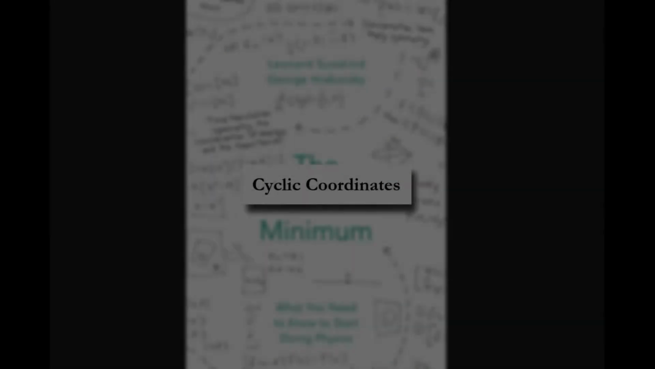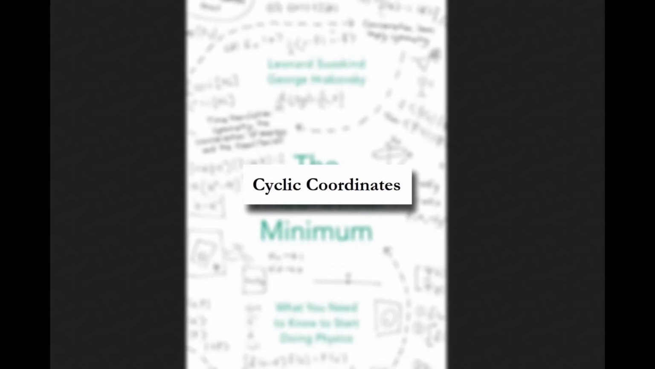Cyclic coordinates. As we have just seen, it sometimes happens that some coordinate does not appear in the Lagrangian, though its velocity does. Such coordinates are called cyclic. I don't know why. What we do know is that the Lagrangian does not change when you shift the value of a cyclic coordinate. Whenever a coordinate is cyclic, its conjugate momentum is conserved. Angular momentum is one example. Another is ordinary linear momentum.